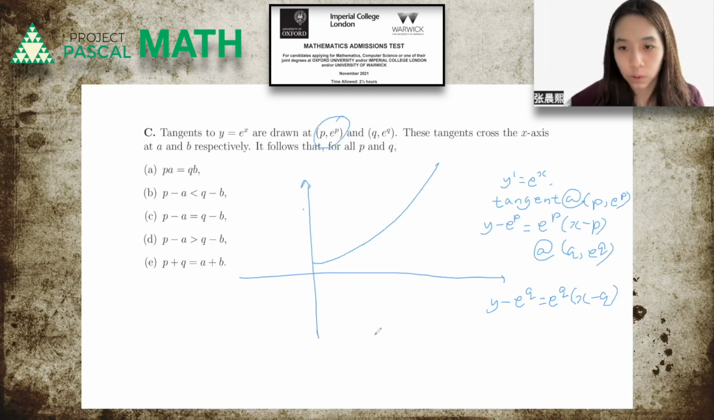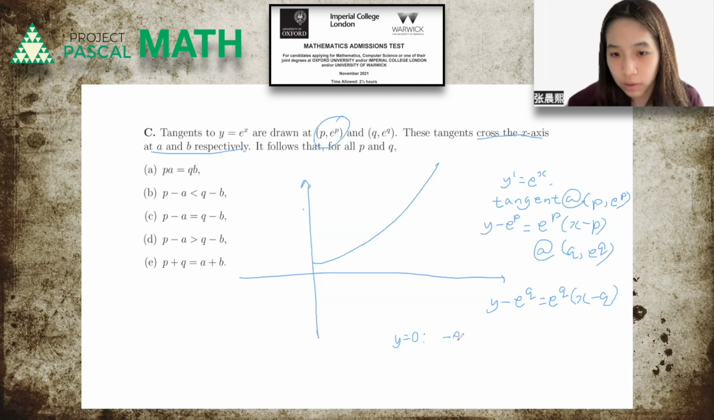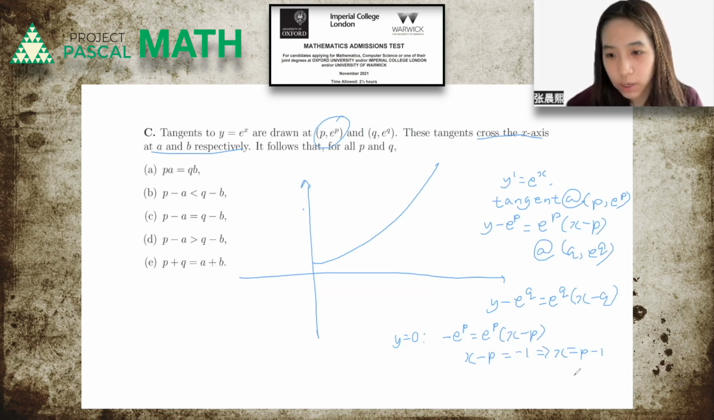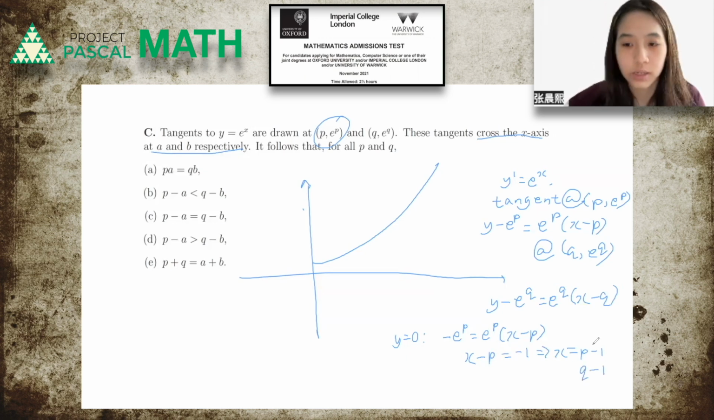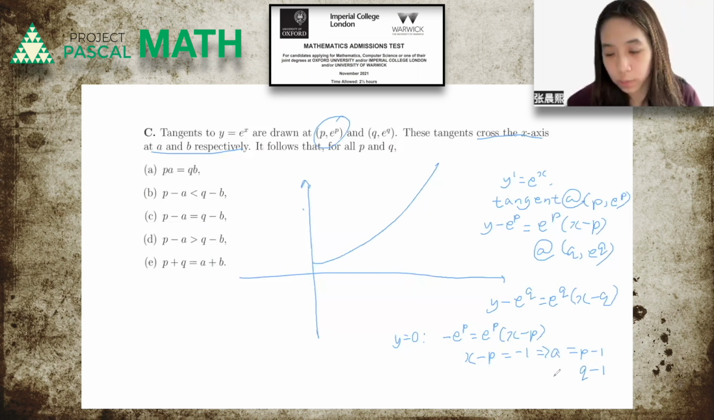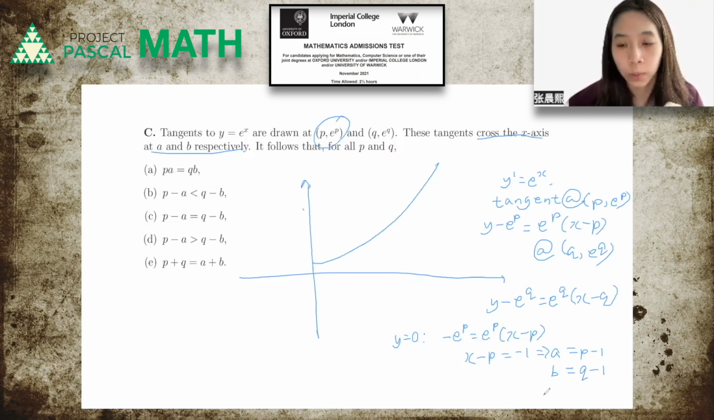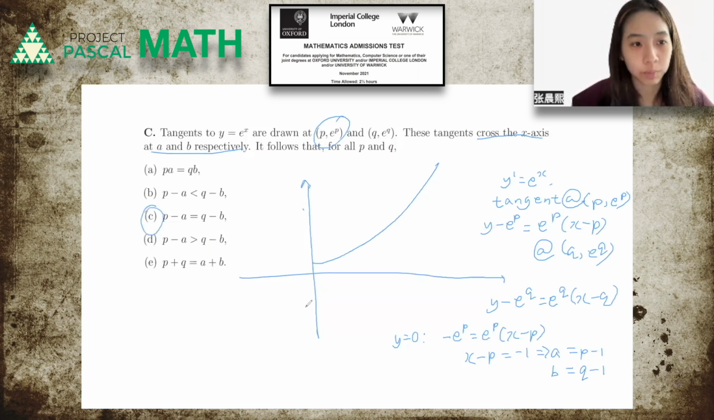And so they ask for when the tangents cross the x-axis at A and B respectively. So when y equals 0, you have negative e to the power p equals e to the power p times x minus p, which thus gives you x minus p equals minus 1, so x equals p minus 1. And the other one, this is not x, it's b. A equals p minus 1, B equals q minus 1. So the answer is C. Okay, clear our drawing and move on.